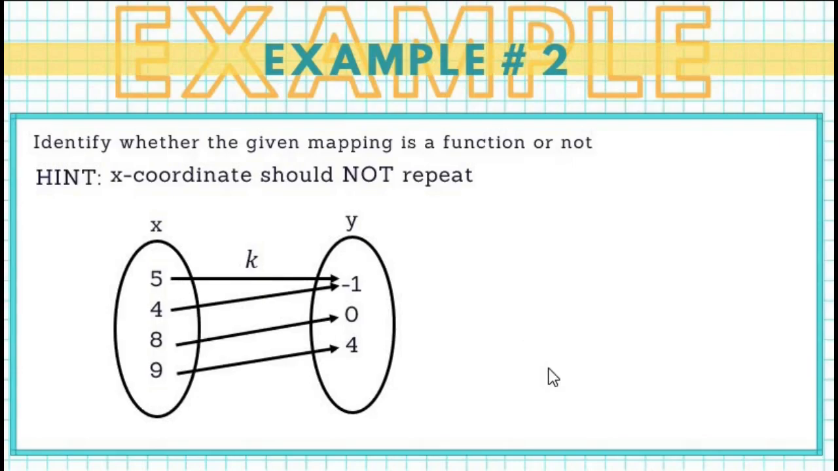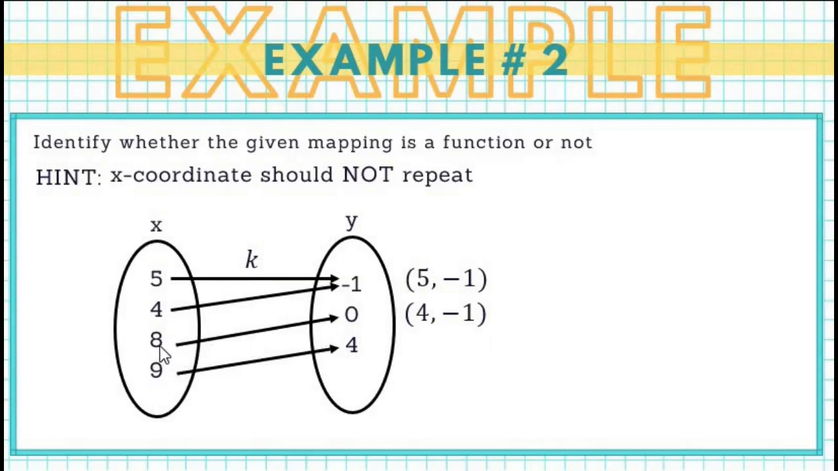So this is another example of a mapping, and it is represented as a set K. Okay, so let's now identify the ordered pairs given the mapping diagram. So the first value of x is 5. It is mapped to the y value of -1. Therefore, as an ordered pair, it can be written as (5, -1). Next, for x value 4, it is again mapped to -1 as the y value. Hence, we can write it as not (-4, -1), but rather (4, -1).